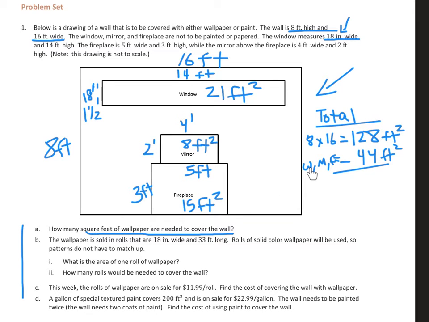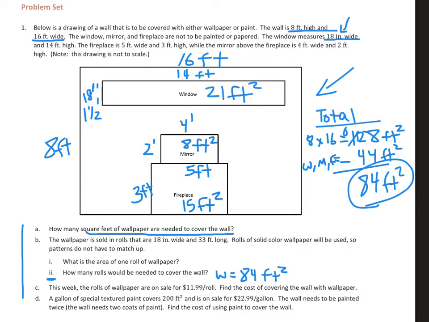I added those up. Window, mirror, and fireplace together is 44 feet, and I subtract that from 16 times 8, which is the total of the wall. And that's going to give me the final area that is wallpapered. When we do our subtraction here, we end up with 84 square feet to be wallpapered. So in B, I'm going to write that down here and zoom in so we can work on this. The wall that is to be covered is 84 feet squared.